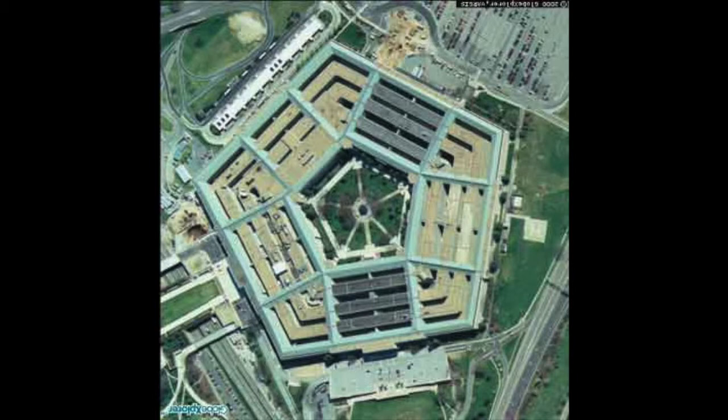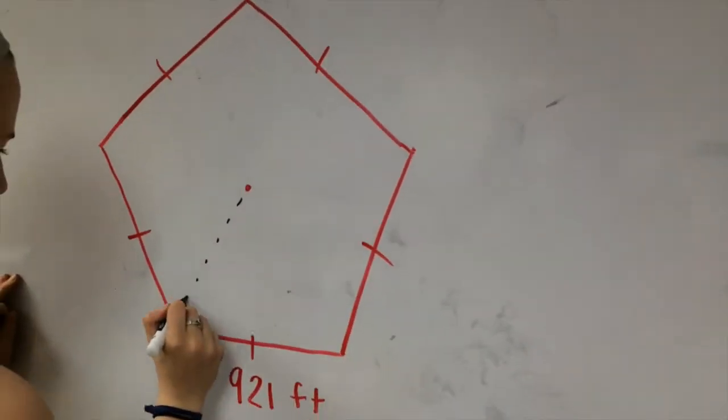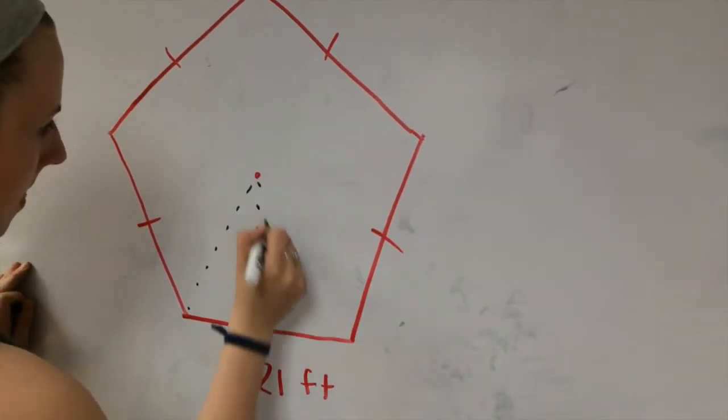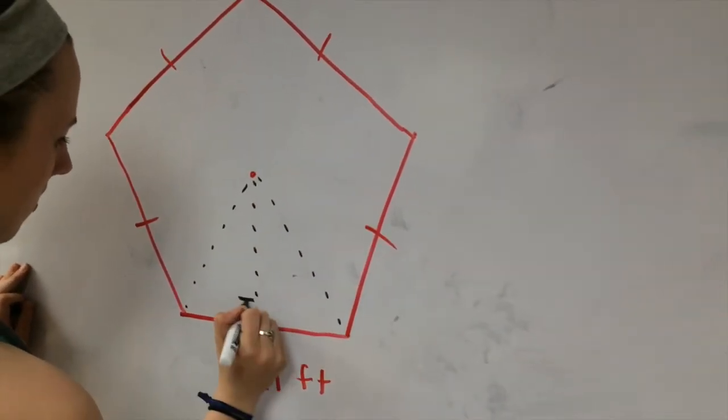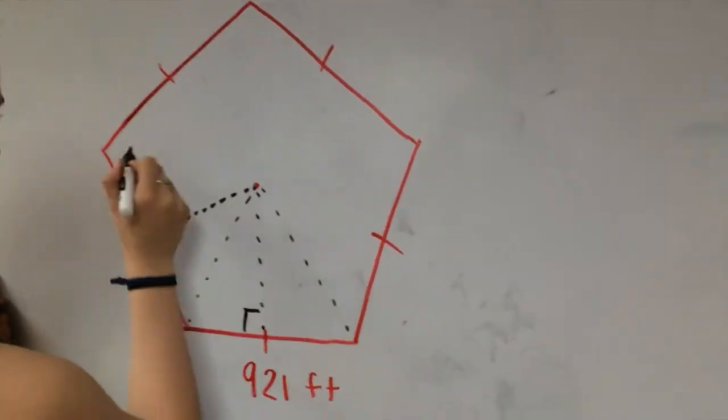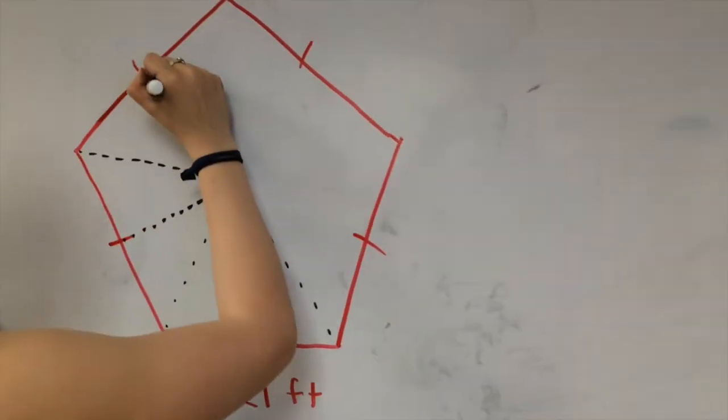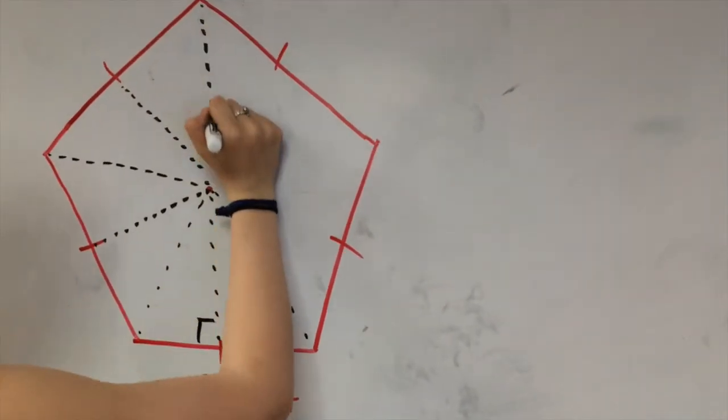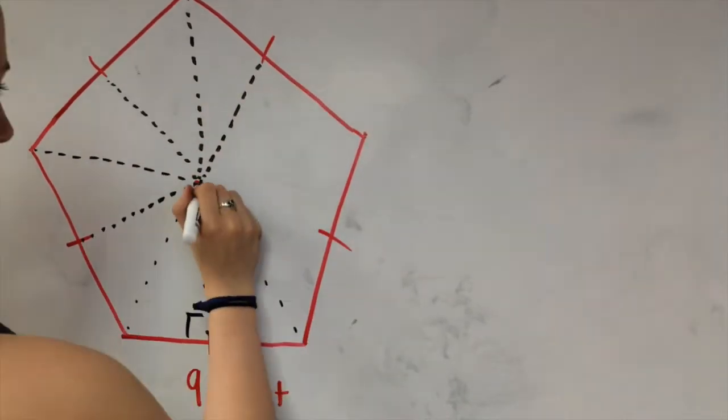The Pentagon is the largest office building in Virginia. It's a regular pentagon, and each side length is 922 feet. Find the area of the land that the Pentagon covers. So first off, we need to split up the polygon into many right triangles. And since it's a pentagon, so it has 5 sides, there's going to be 10 right triangles. And then we'll have to multiply by the number of triangles to get the area.